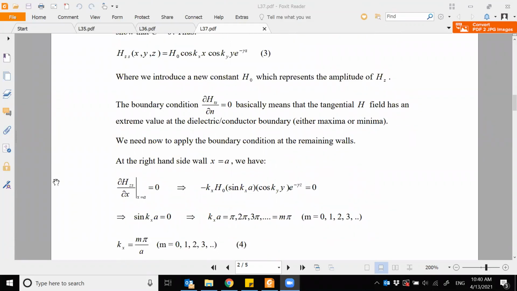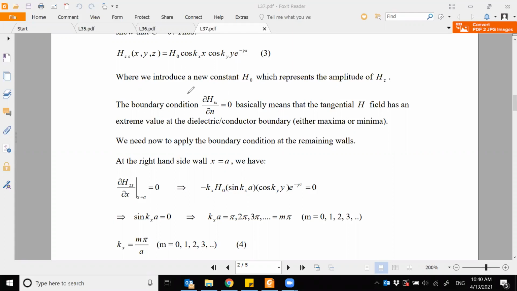Just a small comment here. This comment is saying that the boundary conditions that we have applied just now at x is equal to 0 and y is equal to 0 basically mean that at the boundary, the derivative is becoming 0. That means at the boundary, your field will take the extreme values, either the minimum or the maximum. This is the comment which I am writing here.